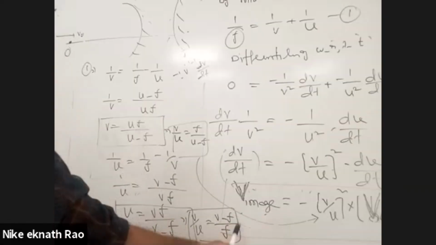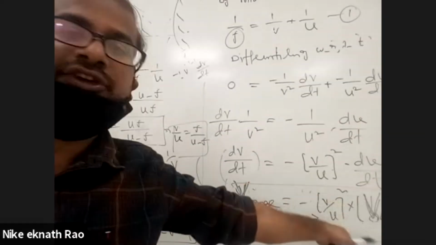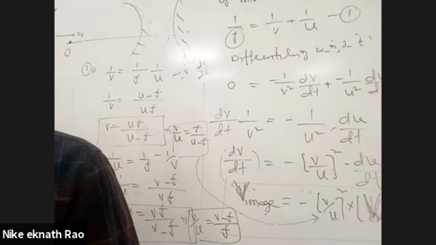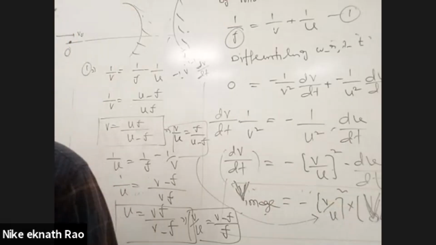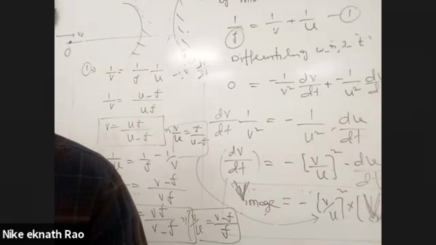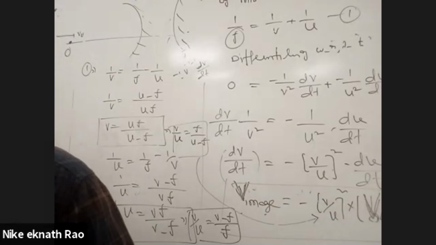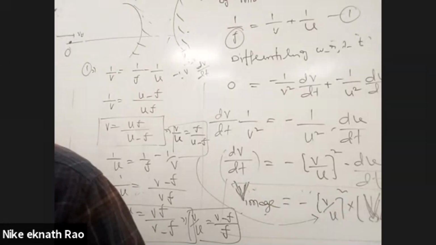The velocity of the image is minus v by u whole square into the velocity of the object. And sometimes graphs will be asked: the UV graph, 1 by v graph, 1 by u graph. Let us draw it now.